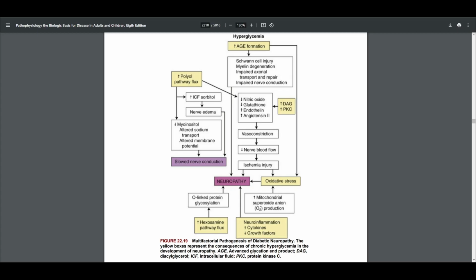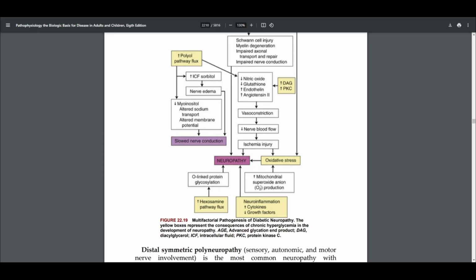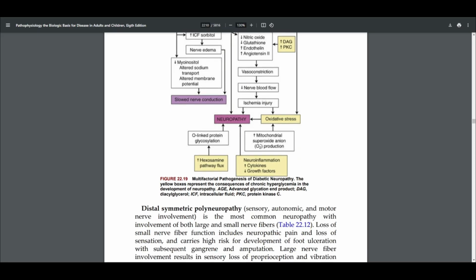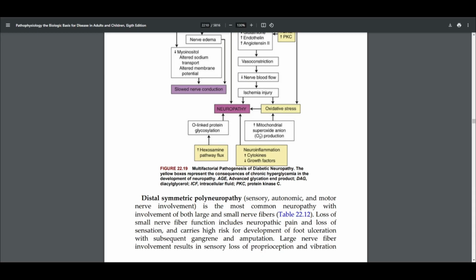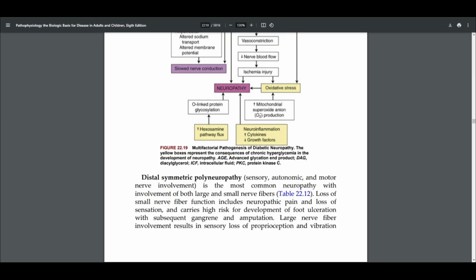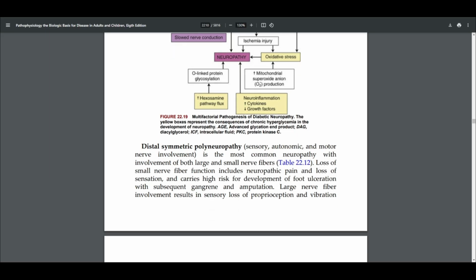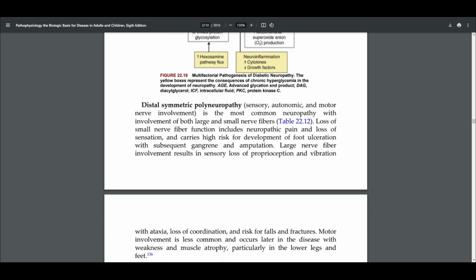So here you see the multifactorial pathogenesis of diabetic neuropathy. The yellow boxes represent the consequences of chronic hyperglycemia. Distal symmetric polyneuropathy, sensory, autonomic, and motor nerve involvement, is the most common neuropathy with involvement of both large and small nerve fibers. Loss of small nerve fiber function includes neuropathic pain and loss of sensation, and carries high risk for development of foot ulceration with subsequent gangrene and amputation.